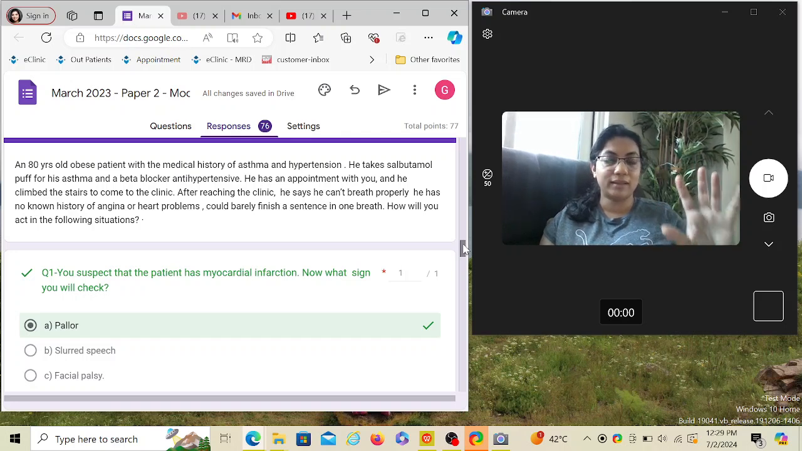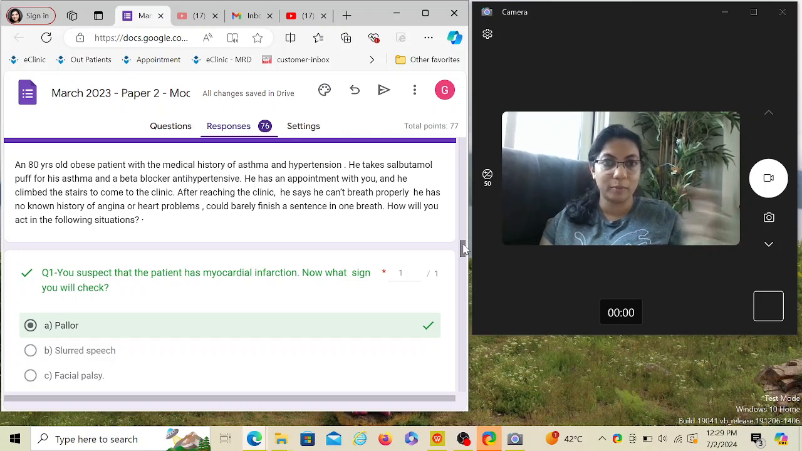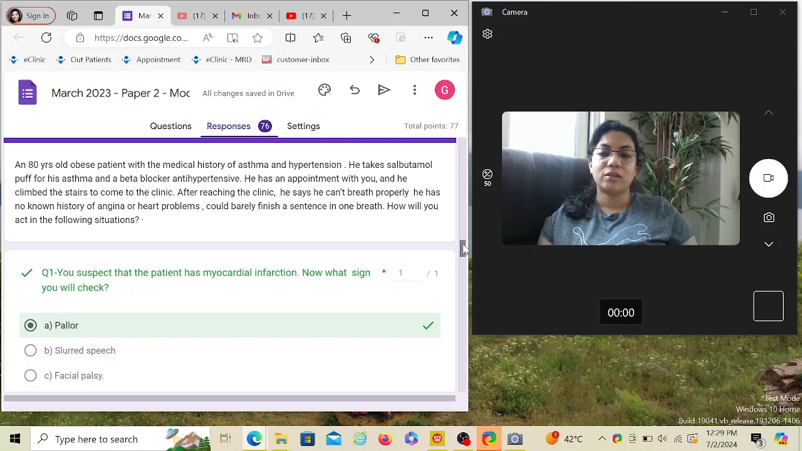So multiple factors can come in. Now, based on the symptoms, you are going to see what is the problem and how we will treat it. Understood? You suspect that the patient has myocardial infarction. Now, what sign will you check?